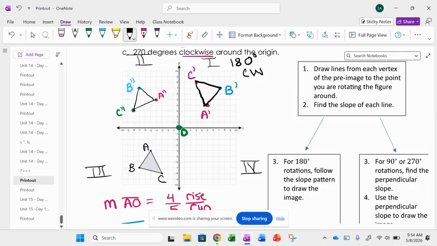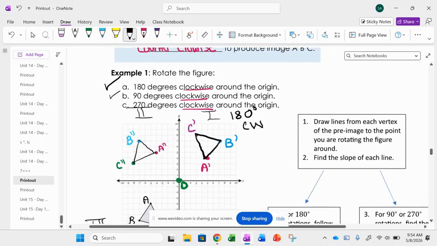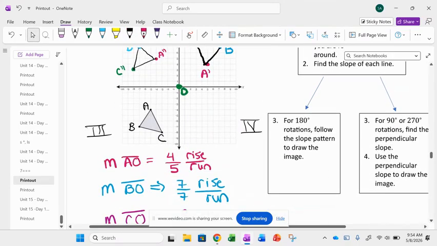One more rotation we have to do. So in part A, I said rotate 180 degrees clockwise. In part B, I said rotate 90 degrees clockwise. Now we need to go back to our original pre-image, ABC, and now I want to rotate 270 degrees clockwise. So if I'm starting in quadrant 3, 90 degrees would bring me to quadrant 2. 180 would bring me to quadrant 1. What did 270 bring me to? Quadrant 4. So I know my image has to end up in quadrant 4. If my image is not ending up in quadrant 4, I did something wrong.